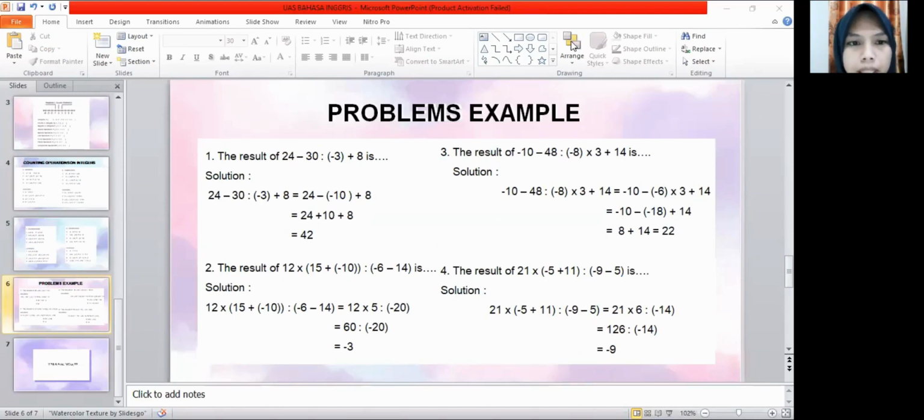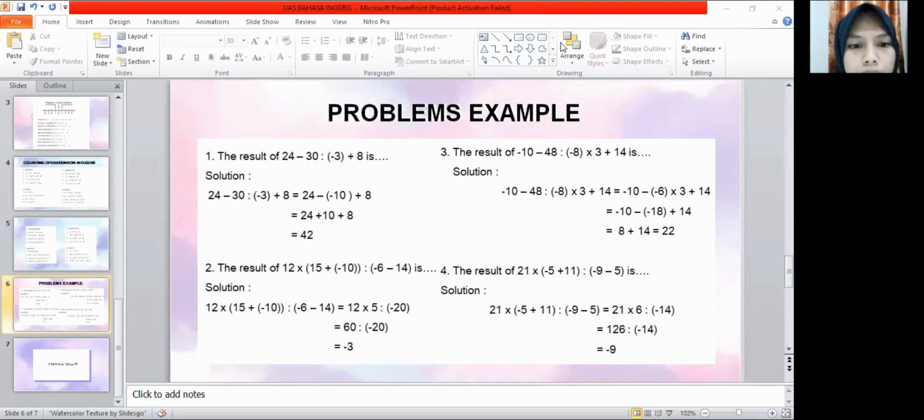Problem examples. Number 1. The result of 24 minus 30 divided by negative 3 plus 8 is? Solution: 24 minus 30 divided by negative 3 plus 8 equals 24 minus negative 10 plus 8 equals 24 plus 10 plus 8 equals 42.